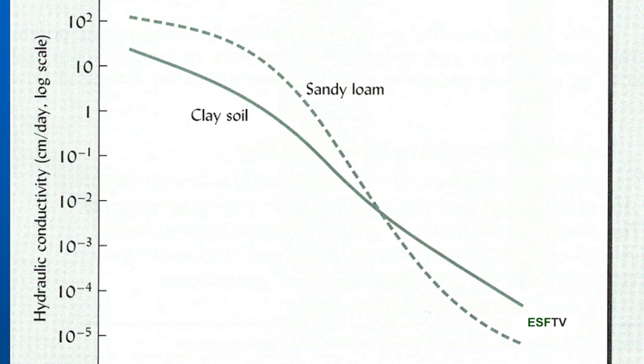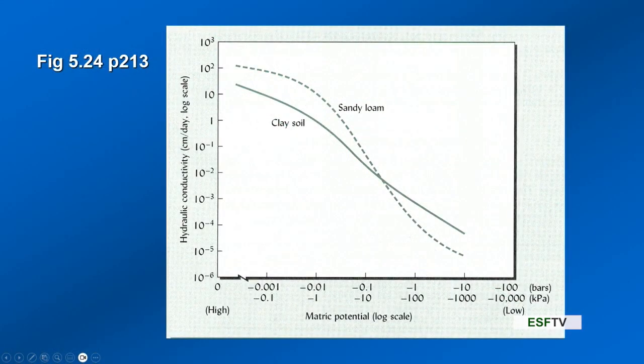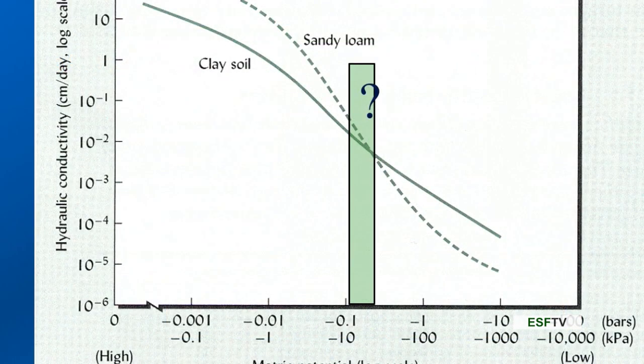So this is pretty illustrative of the difference between saturated and unsaturated flow. Let me illustrate. At this point these two curves cross. And what's the significance of this point? Okay? At around minus 10 to minus 30 kilopascals, this is field capacity. Right?